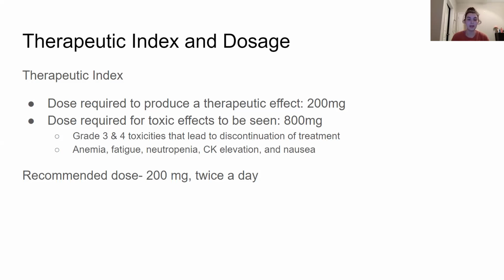Some of the grade 3 and 4 toxicities they saw were anemia, fatigue, neutropenia, CK elevation, and nausea. Neutropenia is where there's an abnormally low amount of white blood cells within the blood, and CK just stands for the creatine kinase protein that's in your blood. So obviously the blood is being affected, and as you can relate back to class, we know it's the quickest way to get taken off of a treatment. Lastly, the recommended dosage for this drug is 200 milligrams twice a day.